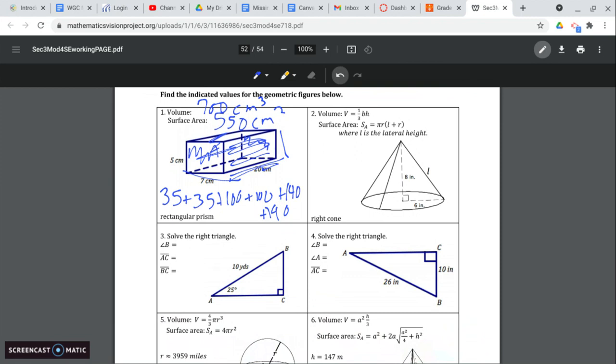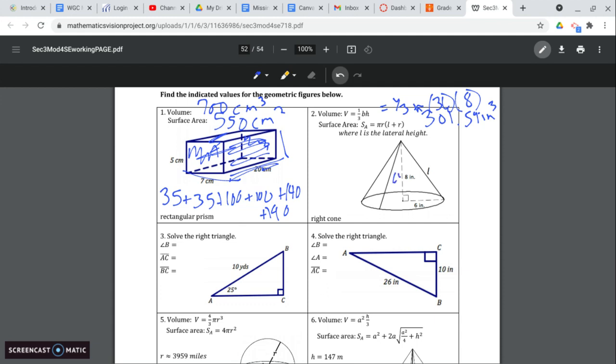So the base meaning area of the base. So the area of the base is pi r squared. So 6 squared is 36. So we have equals 1/3 pi times 36 times 8. We plug that all into a calculator and we'll end up with 301.59 inches cubed.